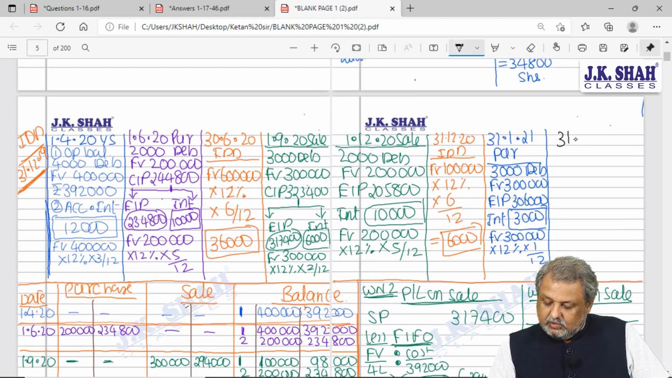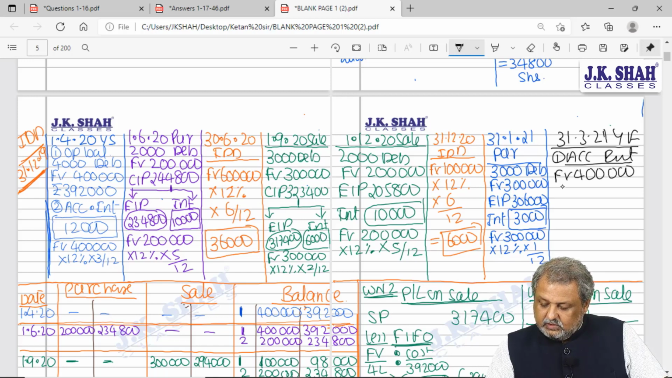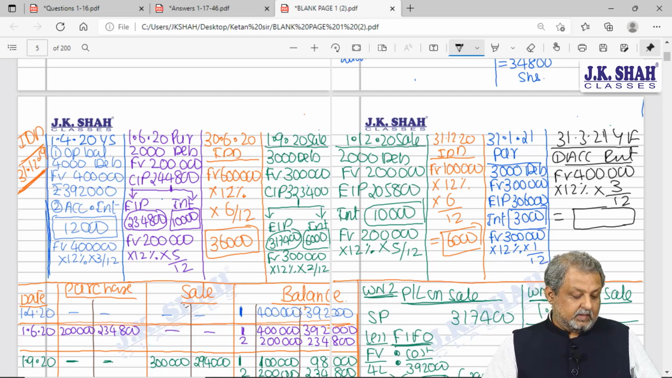Then 31st March 21, year ends, accrued interest. So now the face value will be 4 lakhs into 12% into 3 by 12. So 4 lakhs into 12% divided by 12 into 3, 12,000.